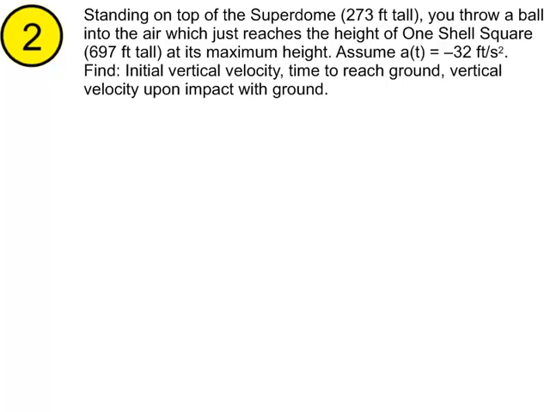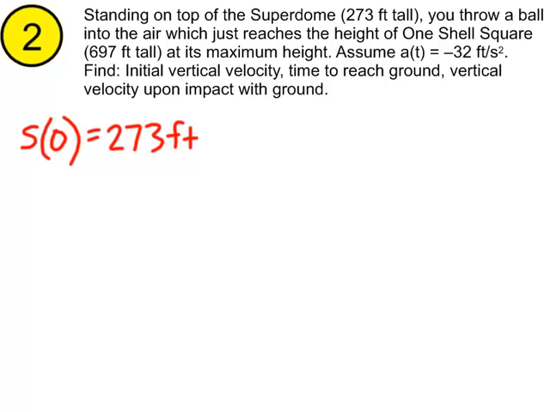And let's, of course, start with our initial conditions. You're standing on top of the Superdome, 273 feet tall. So initial position, the position at time t equals 0, we're going to say is 273 feet. Now, granted, when you throw a ball, you're not throwing it from foot level, so you could argue that the height of the person throwing the ball should be factored in, but we weren't given that information, and when you're dealing with heights this big, in the hundreds of feet, we could probably make an argument that it's just negligible. So let's go with initial position is 273 feet.